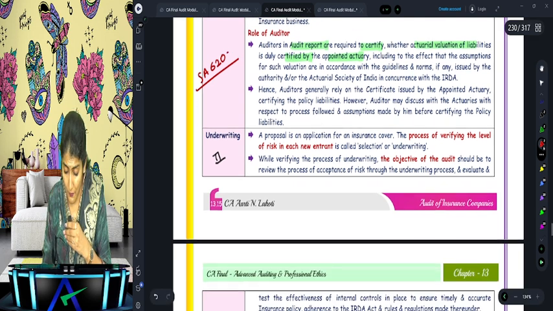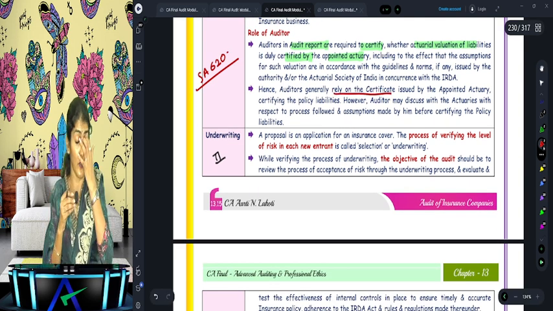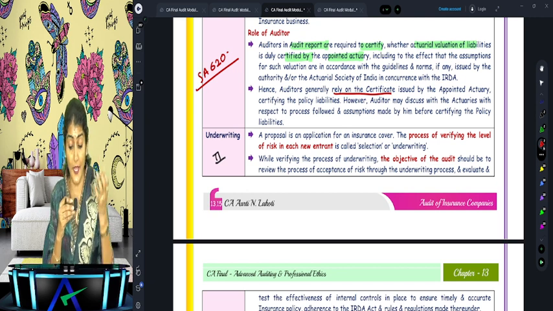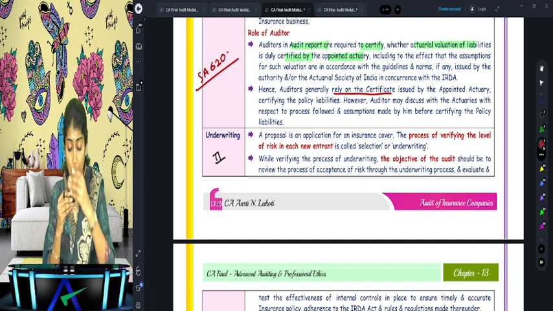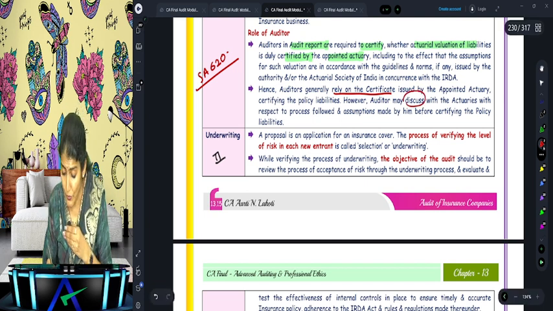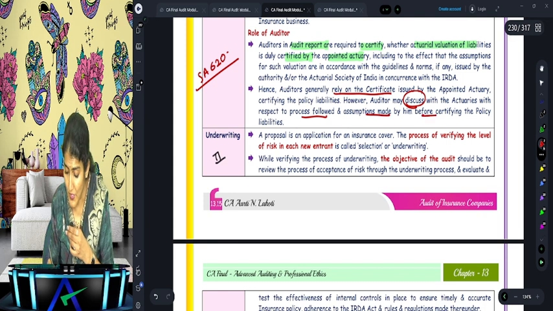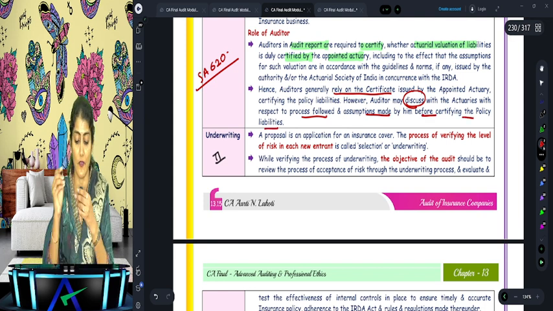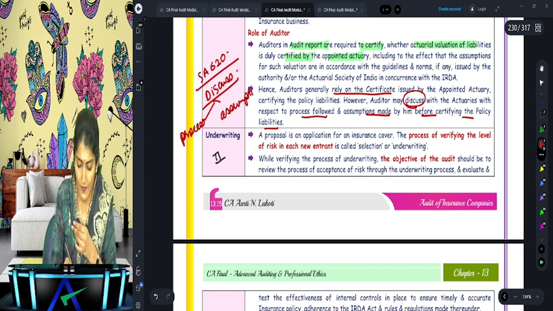So what does it say over there? Can the auditor rely on the certificate of the appointed actuary? The auditor generally can rely, but can you blindly rely? No, you continue to be responsible. That is why you should have a discussion with the actuary regarding the process followed and the assumptions made by him before certifying the policy liabilities, that is, the assumptions he made while calculating the policy liabilities.